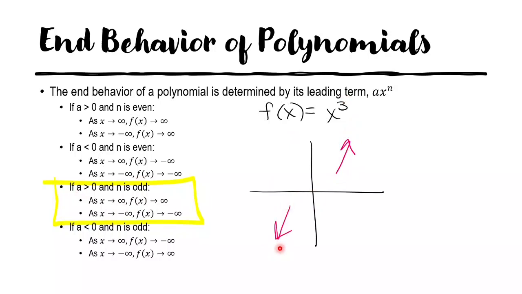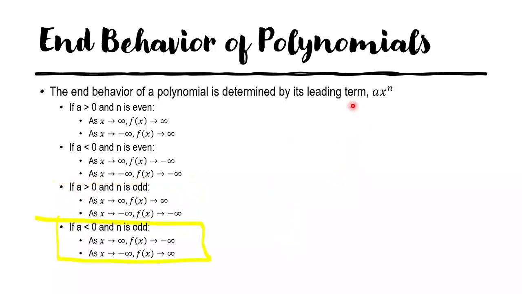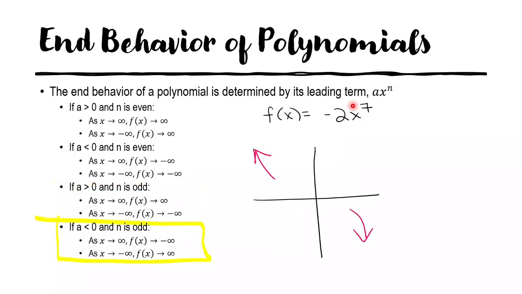Finally, our last case, the last possibility we might have, is what if we have that odd exponent, but now our coefficient is negative. That's going to take the graph and reflect it over the x-axis. So an example would be negative 2x to the 7th.